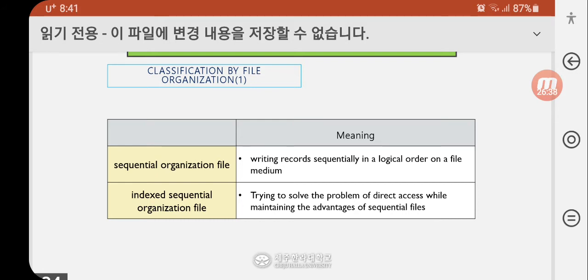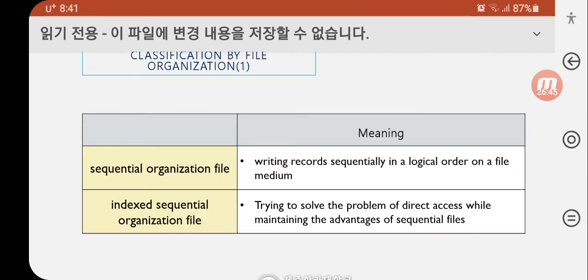And classification by file organizations. A sequential organization file. This file is writing records sequentially in a logical order on a file medium. And index sequential organization file is trying to solve the problem of direct access while maintaining the advantages of the sequential file.